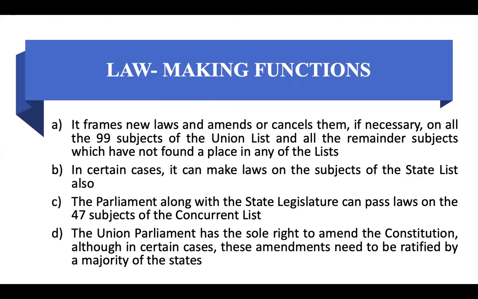The lawmaking functions. It frames new laws and amends or cancels them if necessary on all the 99 subjects of the Union list and all the remainder subjects which have not found a place in any of the lists. In certain cases, it can make laws on the subjects of the state list also. The Parliament, along with the state legislature, can pass laws on the 47 subjects of the concurrent list.